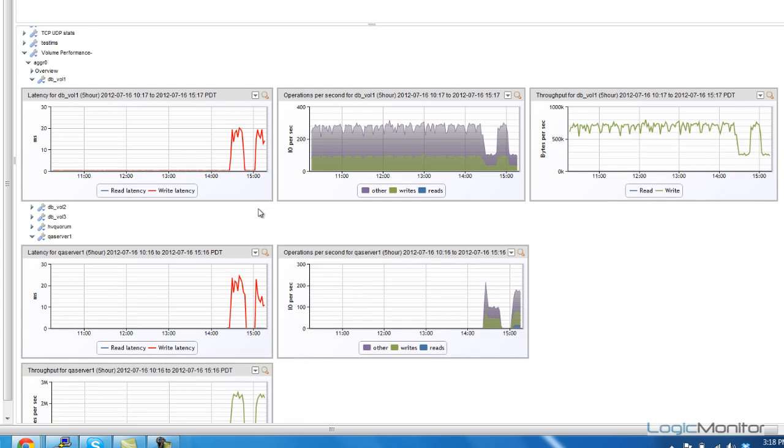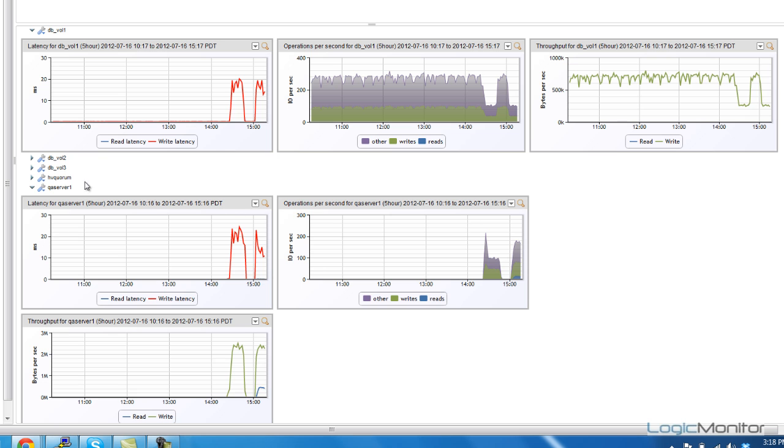Now we know the storage is actually having an issue, but more importantly, we know what volume caused it and how we can resolve it. We can move that QA server volume to another aggregate, or just go tell the person running QA not to do it during production hours.